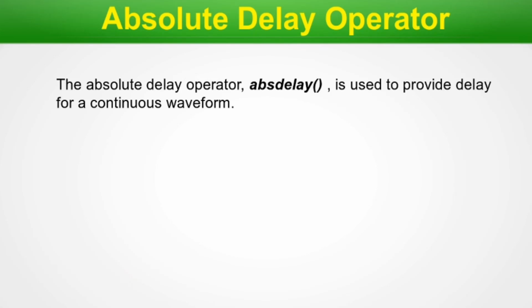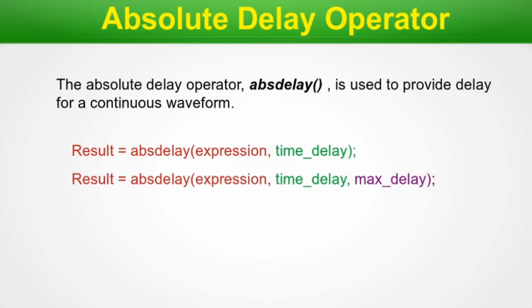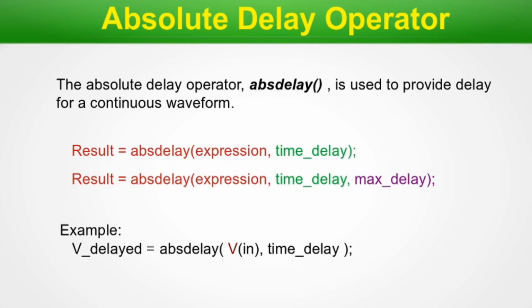Another similar operator is the absolute delay operator. So the absolute delay operator, abs delay, is used to provide delay for a continuous waveform. So here we use the absolute delay, expression, then time delay. The second one is where we use the maximum capping, the max delay. Example, how we use that: V delayed is equal to abs delay of V in and then the time delay.